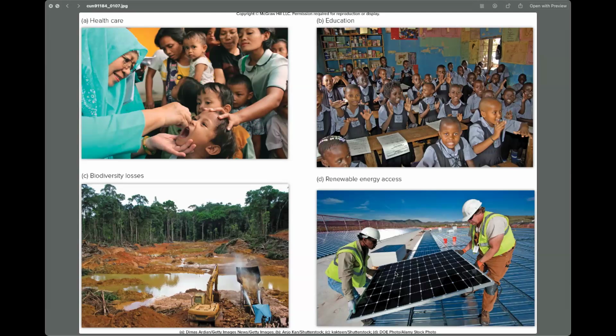In recent years, much of the world has seen dramatic progress in healthcare and education, and major challenges include slowing biodiversity loss, as in this Amazon gold mine, and increasing access to renewable energy. And these are solar panel installers. By the way, Trade Tech has a program in solar panel installation.